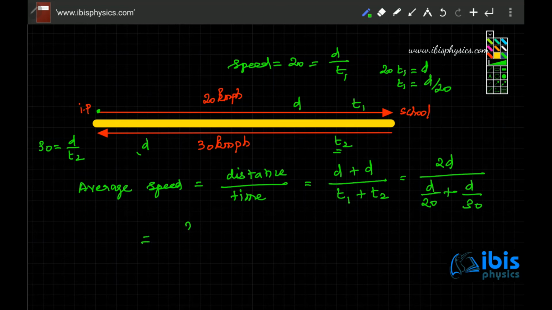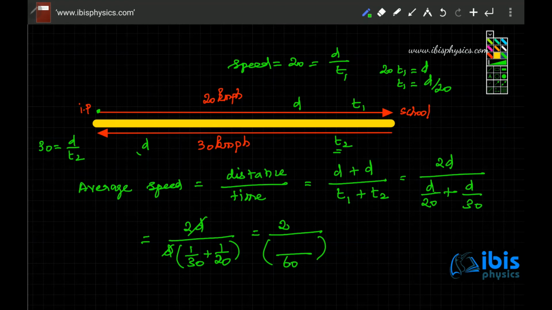Now other things are just algebraic reductions. When you take d common outside, it is 1 by 30 plus 1 by 20, or 1 by 20 plus 1 by 30. d and d will be cancelled. So it is 2 divided by 1 by 30 plus 1 by 20. The LCM can be 60. 30 goes in 60 2 times. So 2 times 1 is 2, plus 20 goes in 60 3 times. So 3 times 1 is 3. So it is 2 divided by 5 by 60.